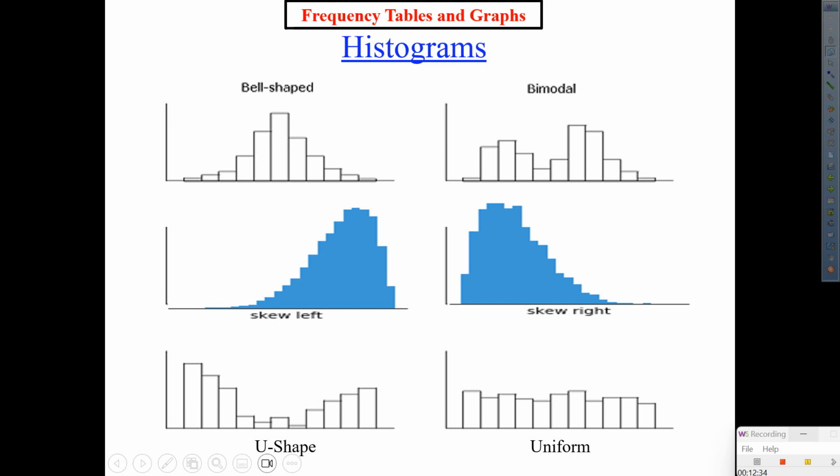Okay, straightforward. So, without looking at your notes, tell your neighbor the 3 different graphs that we're going to be using today. All right, let's see. Histograms, frequency polygons, and ogives. Yes, those are the 3.